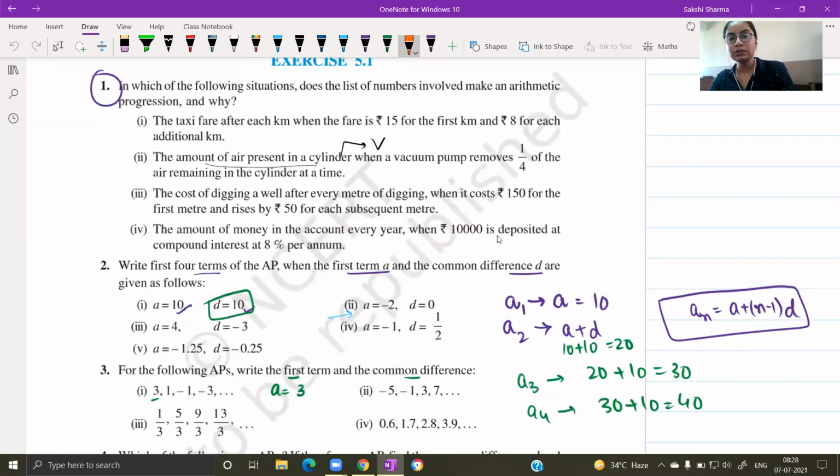Next part, the cost of digging a well after every meter of digging, when it costs 150 rupees for the first meter and rises by 50 rupees for each subsequent meter. So for the first meter, that will be A1, it is 150 rupees. After that, it keeps on increasing by 50. For 2 meters of digging, the cost will be 200 rupees. For 3 meters of digging, the cost will be 250 rupees. Do you agree?